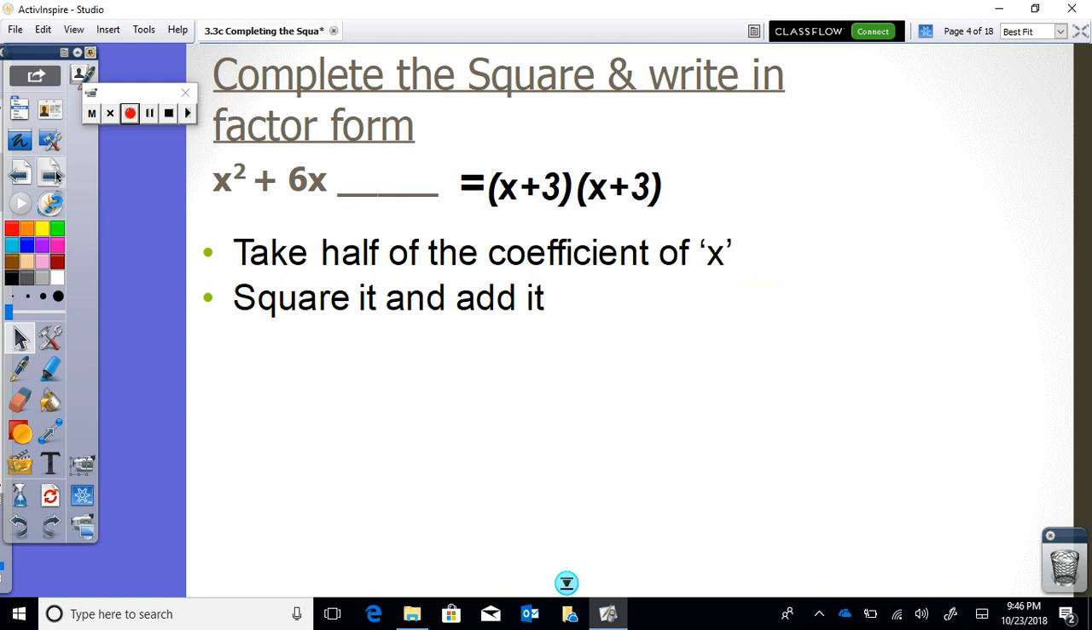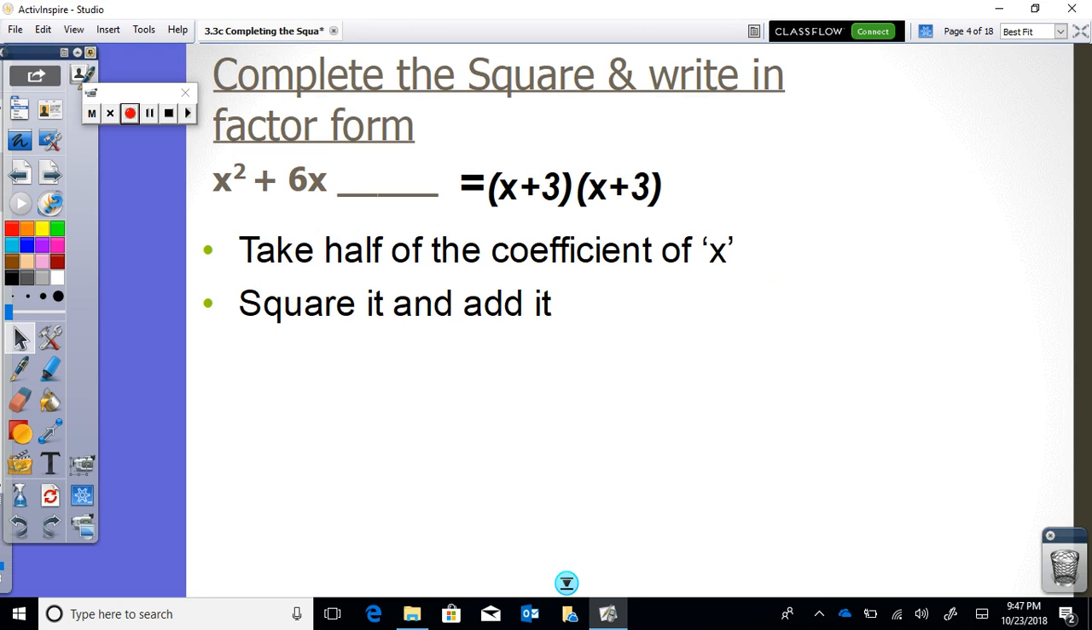So the whole idea behind completing the square is that you want to make the left side of the equation a perfect square trinomial. So what you do is you take half the coefficient of the x, which here would be 6, take half of that, and you square it. So half of 6 is 3, and so you square that to get 9 and you add it to that trinomial. When you do that, it factors to x plus 3 times x plus 3 because 3 and 3 multiply to 9, and 3 plus 3 add up to 6.